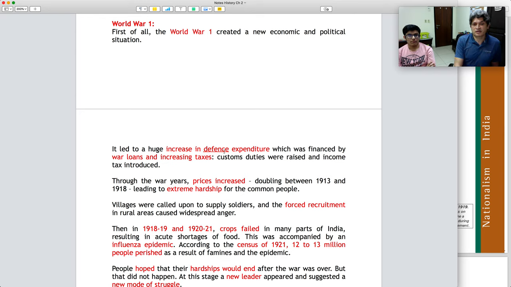So their defense expenditure went up. And to fund that, they increased the taxes. This defense expenditure was financed by war loans and increased taxes. Custom duties were raised and income tax introduced. In India, people had to pay more taxes for buying goods, and even for using land for farming, they had to pay taxes to the lords who were answerable to the British rulers.